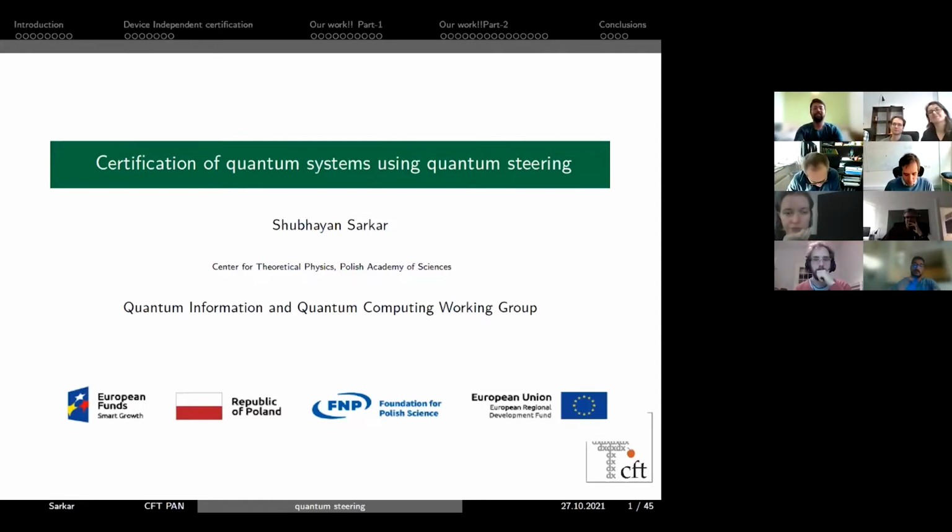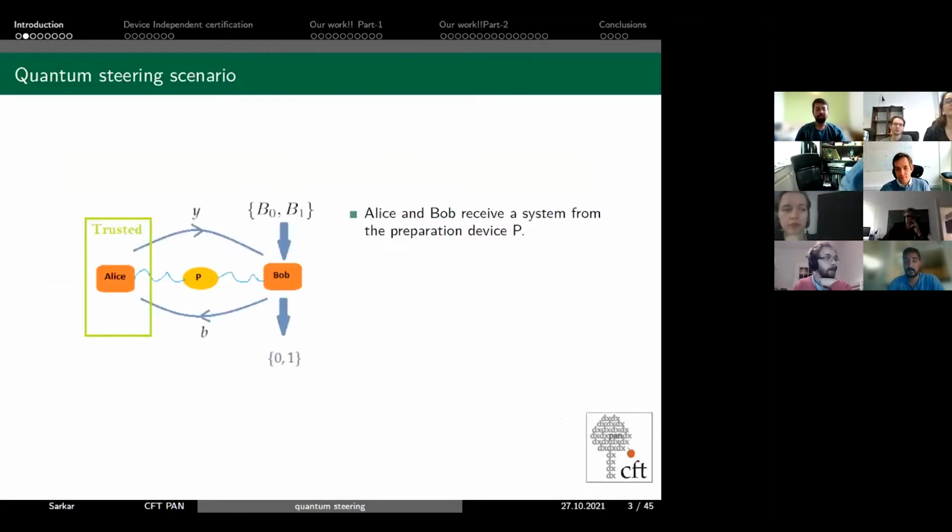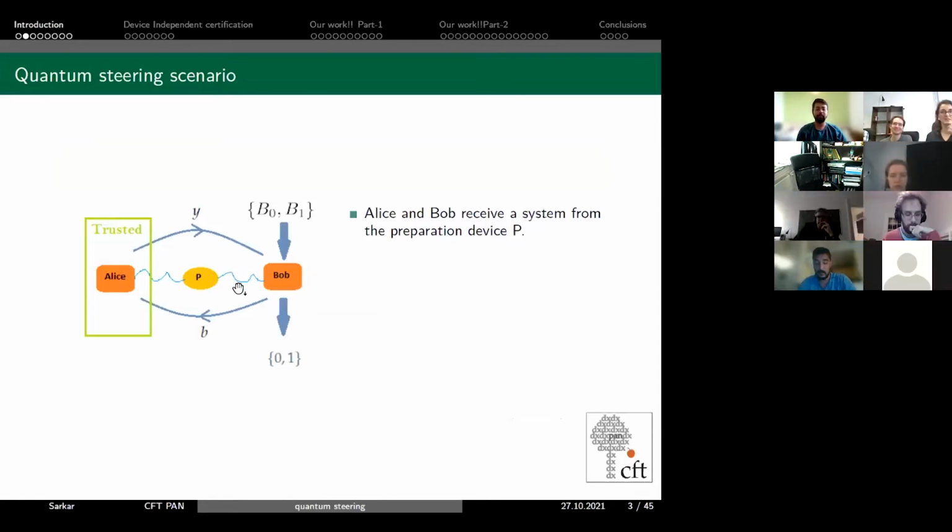So today I will be presenting on some of our recent results, which is on certification of quantum systems using quantum steering. So let's begin. So let us look at the quantum steering scenario. The scenario is very similar to the Bell scenario. There are two parties, Alice and Bob. There is a preparation device. Alice receives one system from the preparation device, Bob receives the other system, but the difference here with the Bell scenario is that Alice here is trusted, which means that we can assume that Alice performs quantum measurements and she receives a quantum system of some known dimension.